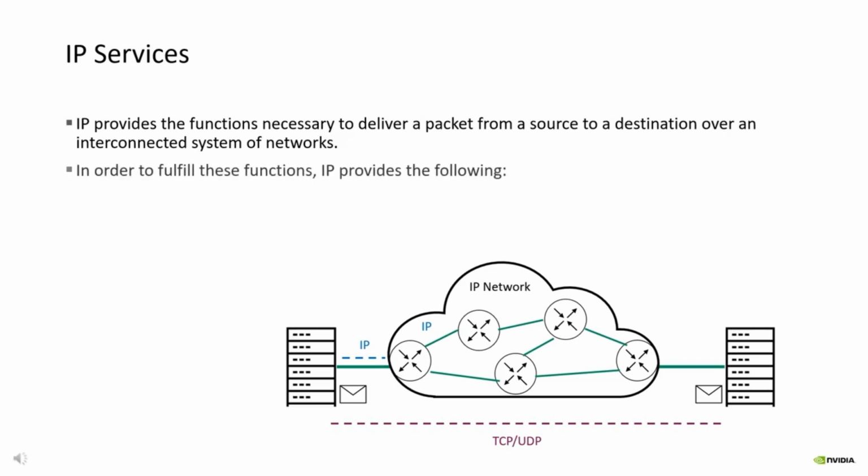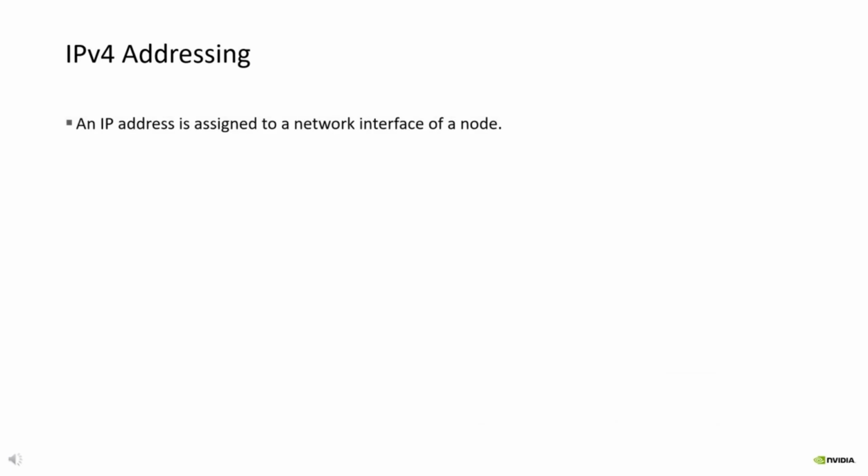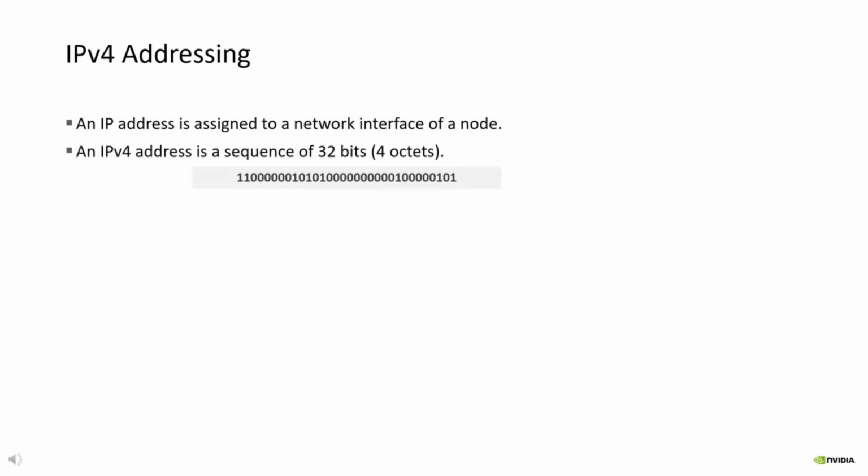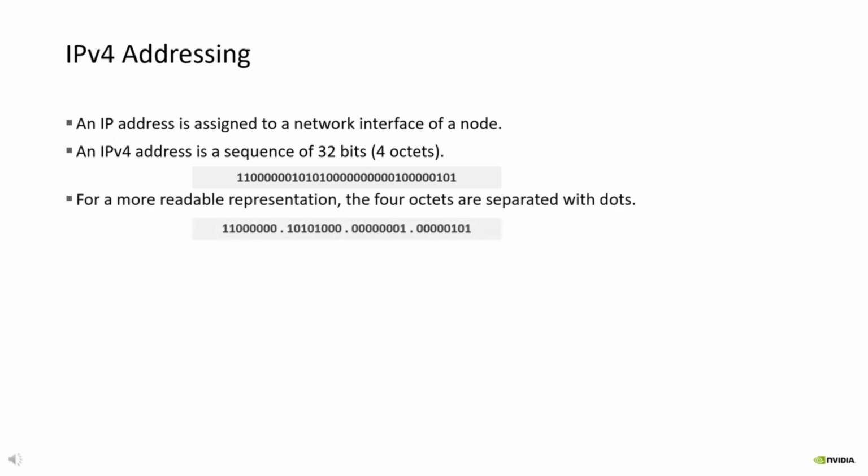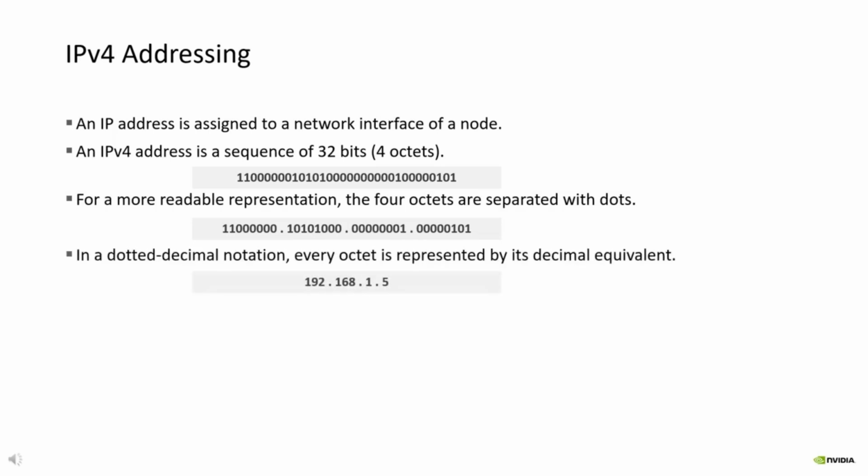In order to fulfill this function, internet layer protocols should define the following: layer 3 addressing, layer 3 packet format, and routing functionalities when routing occurs one router after another, or hop by hop. In an IP network, every network interface of a node is assigned an IP address. An IP version 4 address is a sequence of 32 bits divided into 4 groups of 8 bits per group, known as octets. For a more readable representation, the 4 octets are separated with dots, and each octet is represented by its decimal equivalent, also known as the dotted decimal notation.